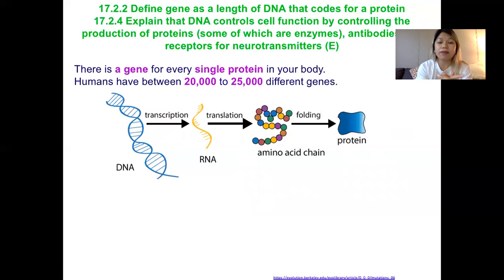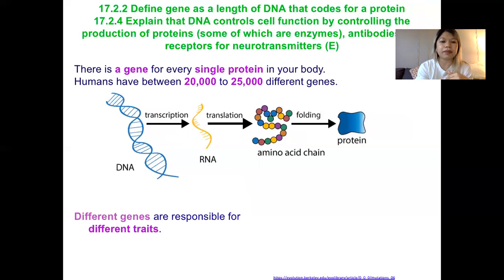So humans have roughly 20,000 to 25,000 different genes in them, but we're not expressing them all at the same time. We're not always making all these different proteins. It depends what our bodies actually need. All right. So I mentioned earlier that there are different types of proteins that are made from our genes.